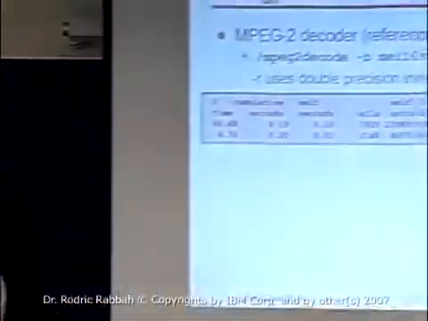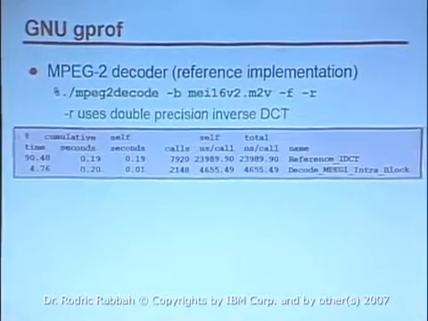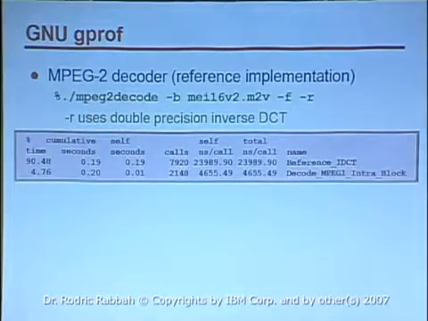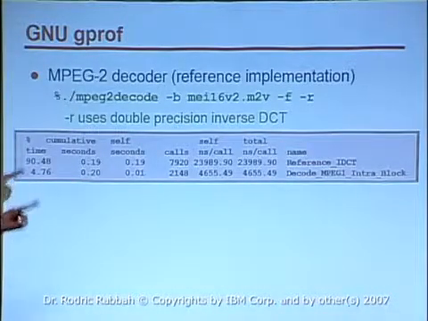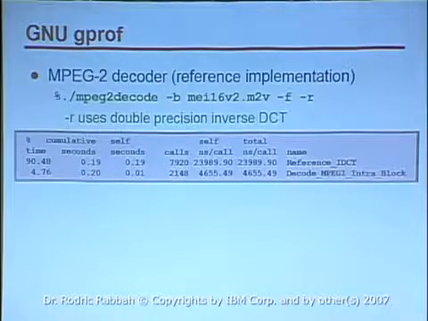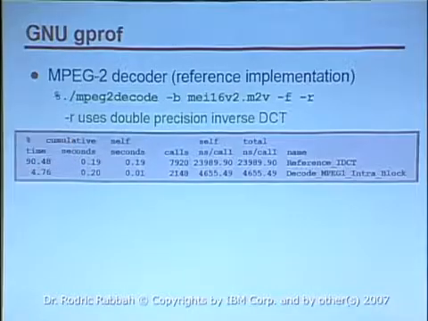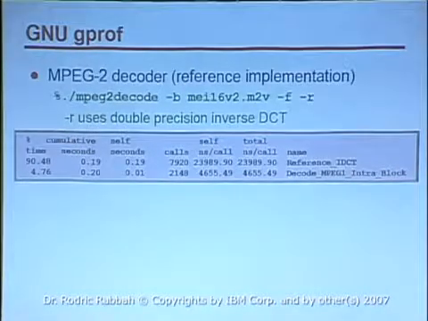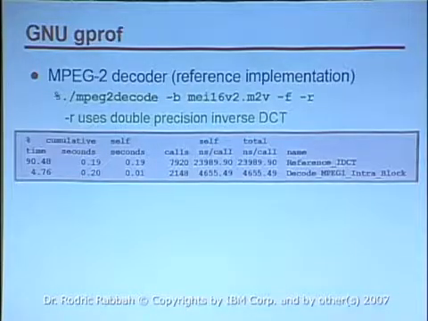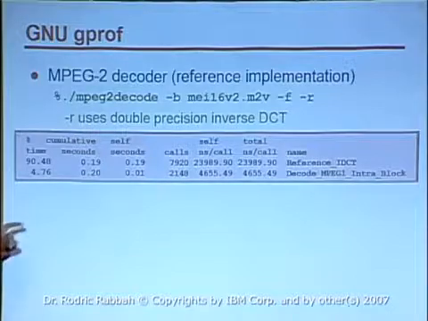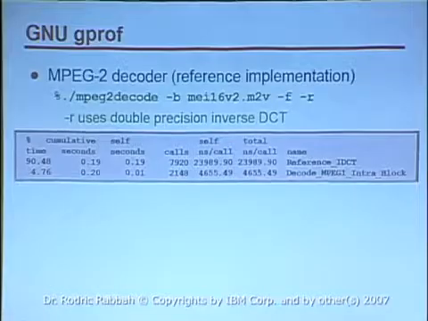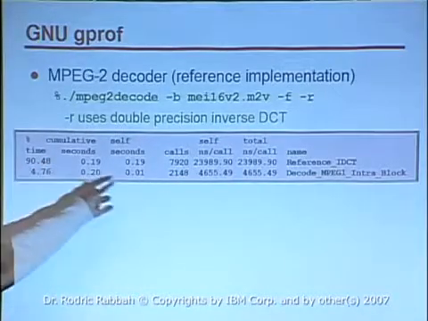So here's a sample of running gprof. gprof should be available on any Linux system. It's even available on Cygwin if you use Cygwin. I've compiled some code. This is an MPEG-2 decoder reference implementation. I specify some parameters to run it. And here I add this -r flag, which says use a particular kind of inverse DCT that's floating point precise. It uses double precision for the floating point computations in the inverse DCT. And so you can see that's actually where most of the time is being spent in the computation. So here's the time per function.